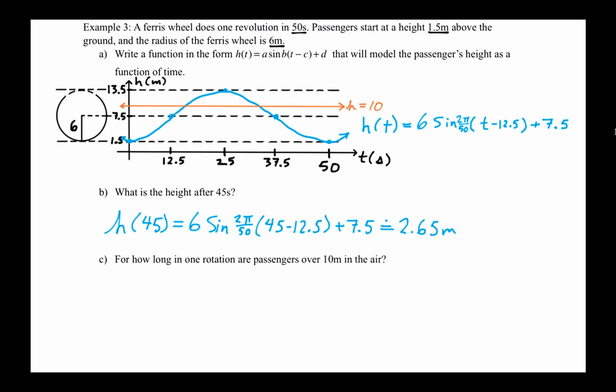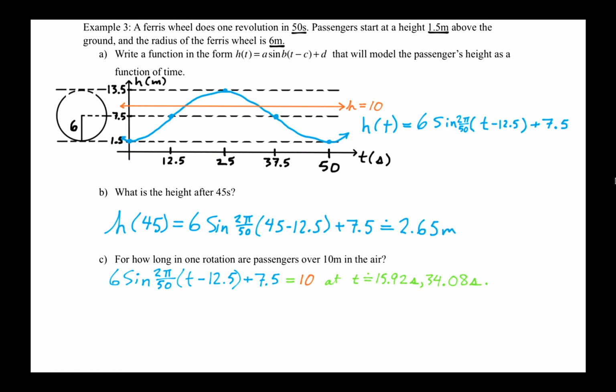So you would graph h equals 10, and then find those 2 points of intersection on the one cycle. And you can also get that from finding the solution of this equation, and you'd find that it happens at 15.92 seconds. So 15.92 seconds is where the height is 10 meters. And also at 34.08 seconds is the other place where the height matches with 10 meters.